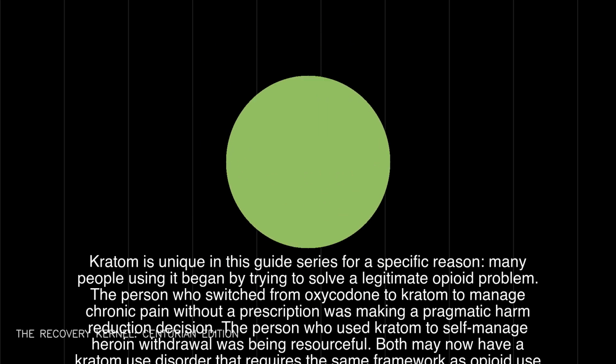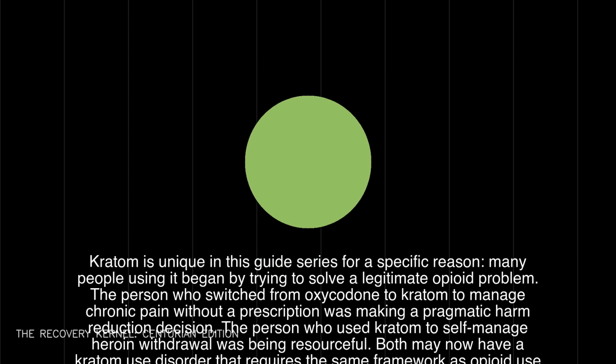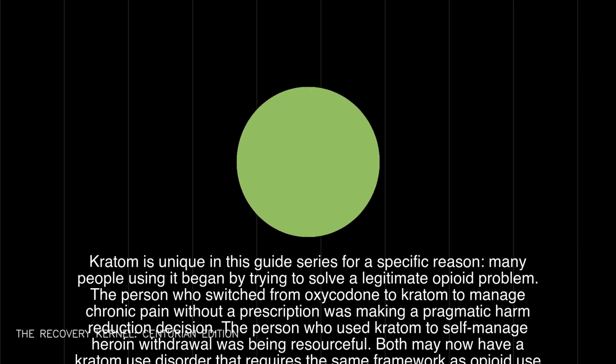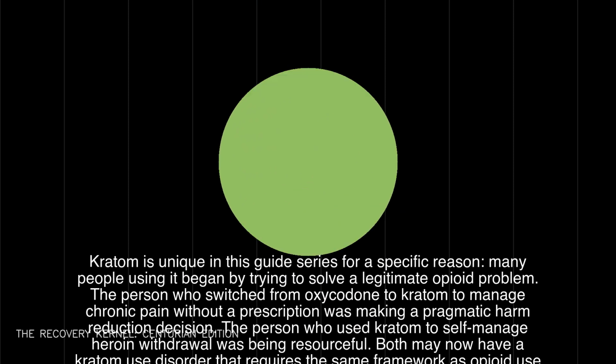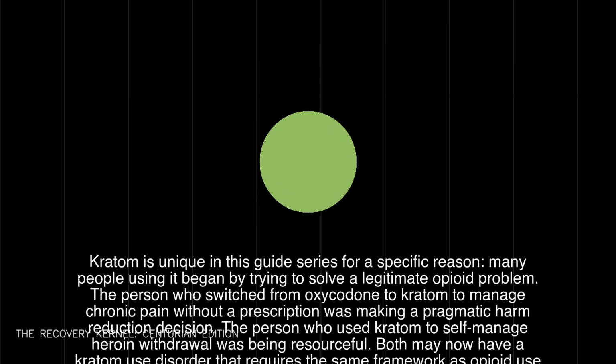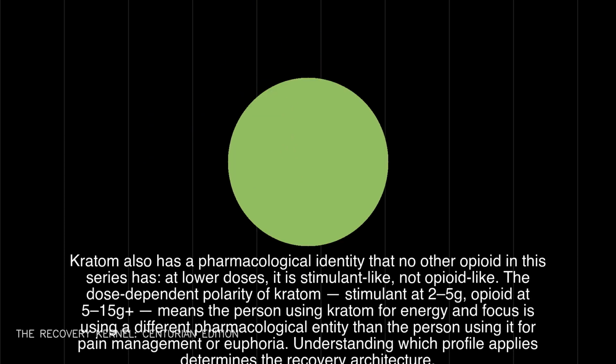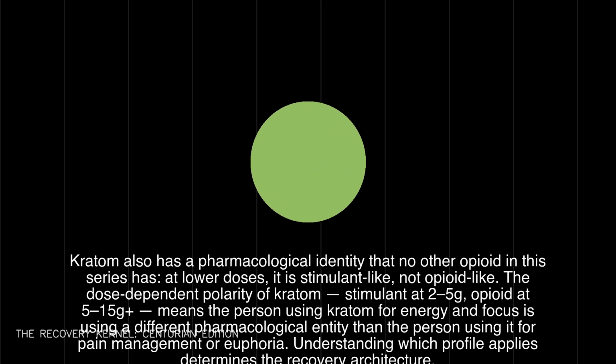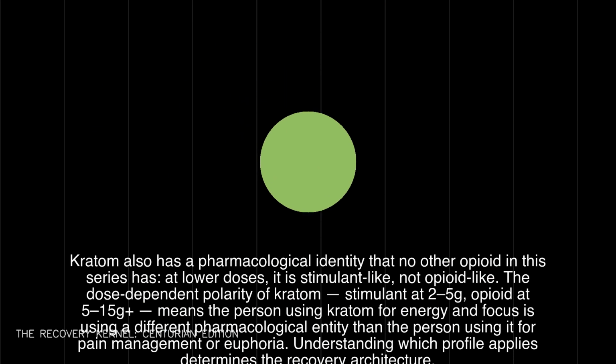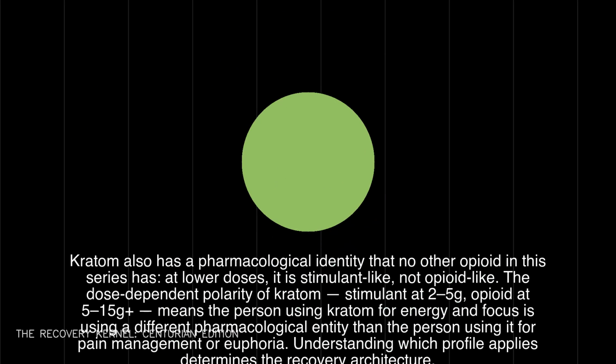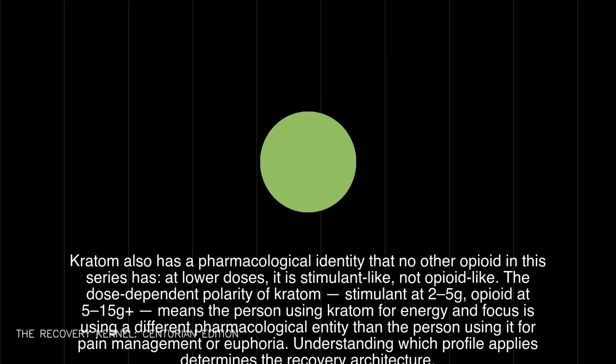The guide holds both. Kratom also has a pharmacological identity that no other opioid in this series has. At lower doses, it is stimulant-like, not opioid-like. The dose-dependent polarity of kratom, stimulant at 2-5 g, opioid at 5-15 g+, means the person using kratom for energy and focus is using a different pharmacological entity than the person using it for pain management or euphoria. Understanding which profile applies determines the recovery architecture.